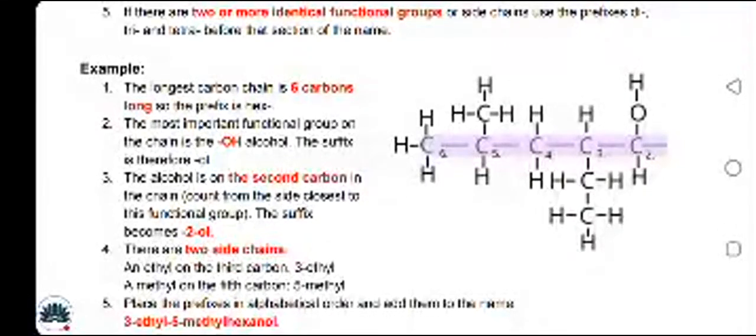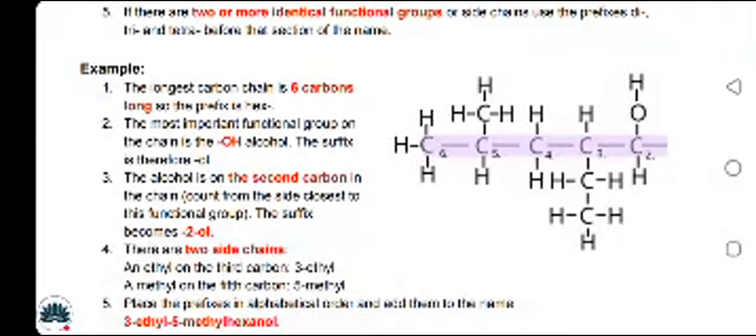Just read these examples for further clarification. The longest carbon chain is 6 carbons long, so the prefix is hex. The most important functional group on the chain is OH, alcohol, as visible to you guys. So the suffix is therefore -ol.